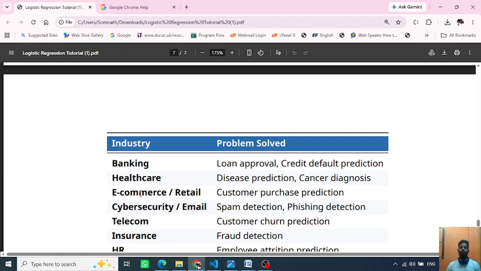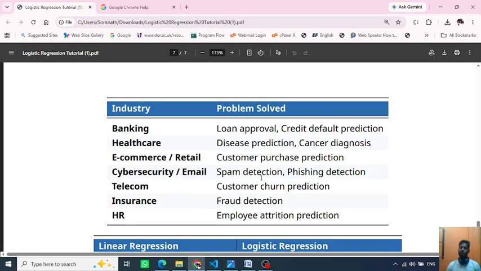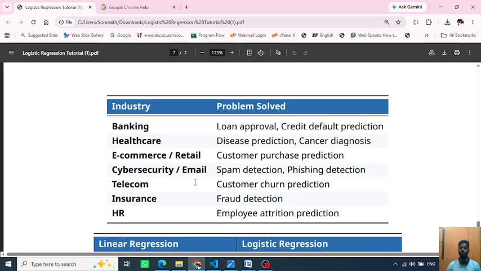So how you can use this: in the banking industry, loan approval, credit default prediction; in healthcare, disease prediction, cancer diagnosis; in e-commerce or retail, customer purchase prediction; in cybersecurity or email, spam detection, phishing detection; in the telecom industry, customer churn prediction; in insurance, fraud detection; in HR, employee attrition.